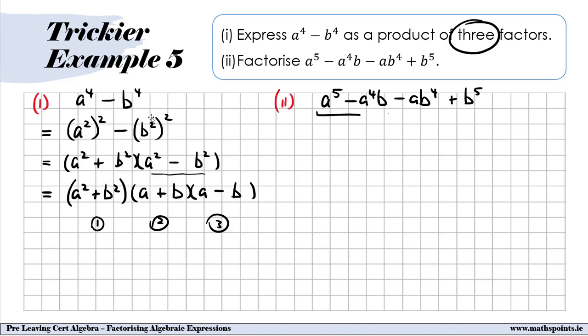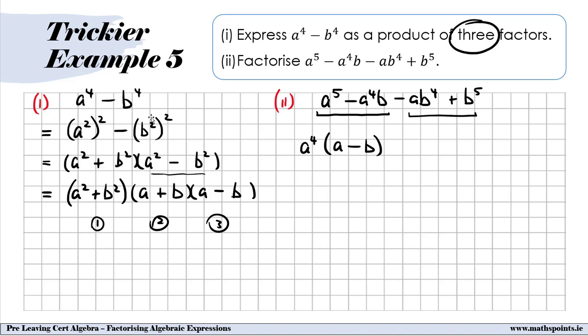So let's first look at what might be a common factor to a to the power of 5 minus a to the power of 4 times b. And the common factor is a to the power of 4. If we divide a to the power of 5 by a to the power of 4, we get a. And if we divide a to the power of 4b by a to the power of 4, we get b. So that's the first pair factorized.